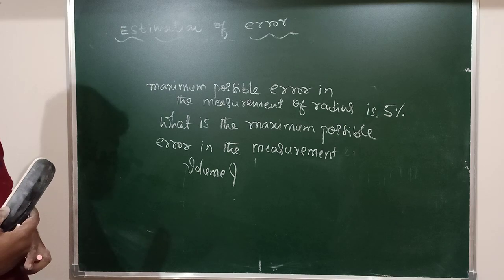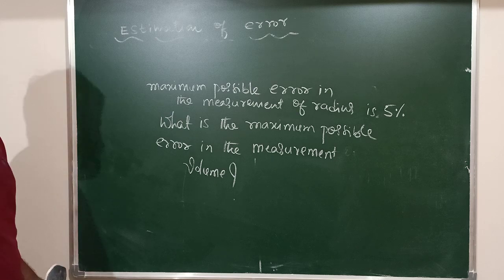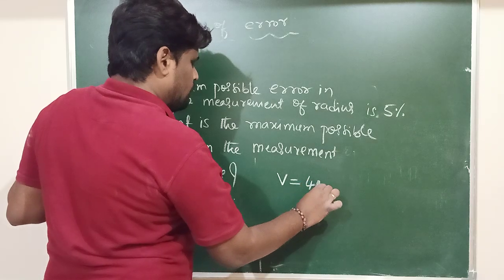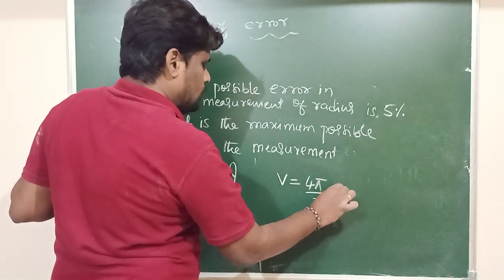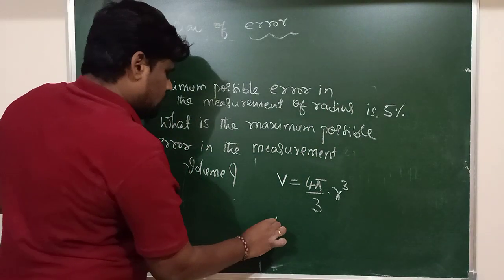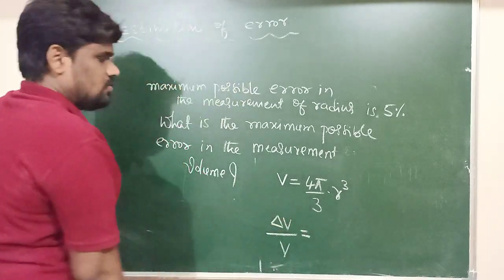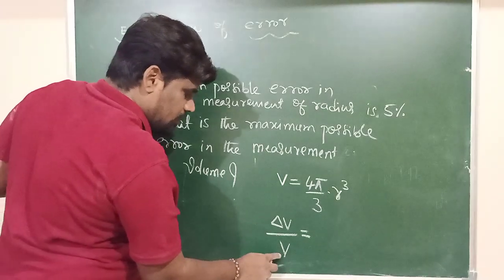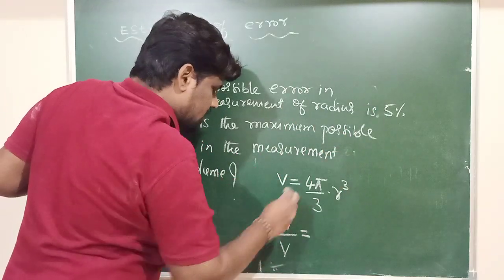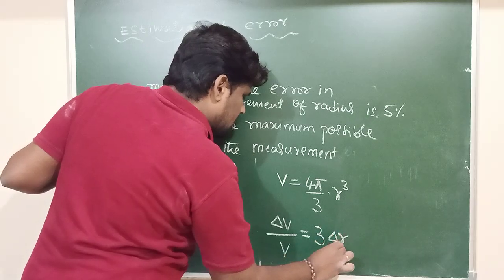There is a 5% error in the radius. What is the maximum possible error in the measurement of volume? Okay, what is the formula to calculate the volume? Once again, the formula is given by 4 pi by 3 into r cube. What is the error in the volume? The error in the volume is given by delta V by V, which is equal to, since V depends on r to the power 3, therefore, what is the maximum error? 3 times delta r by r.